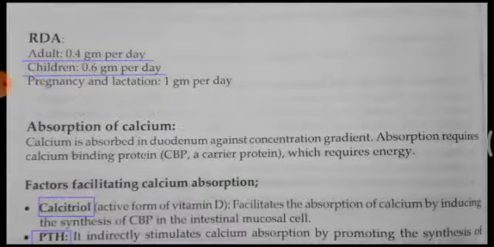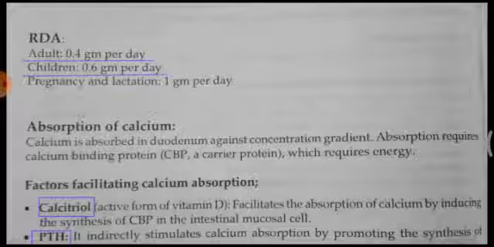Calcium is absorbed from the duodenum against the concentration gradient with the help of a protein called calcium binding protein, as the name itself indicates, which helps in the binding of calcium and its absorption and transportation.